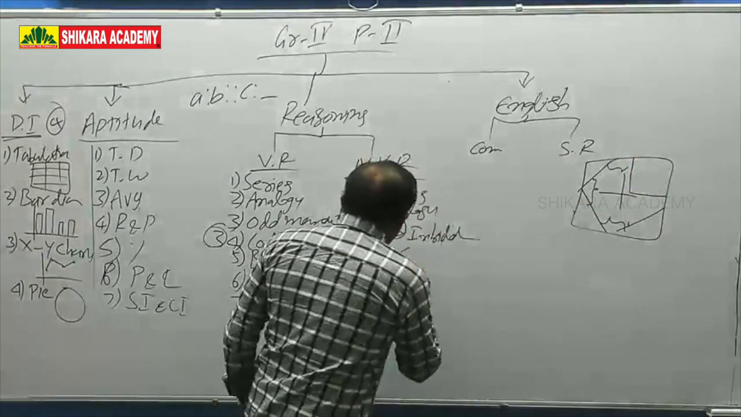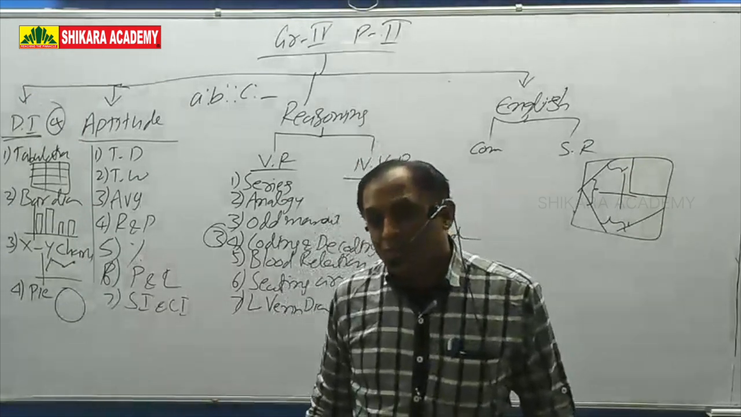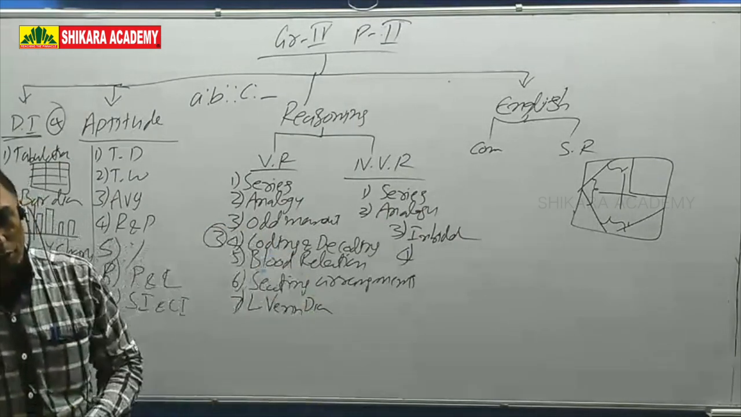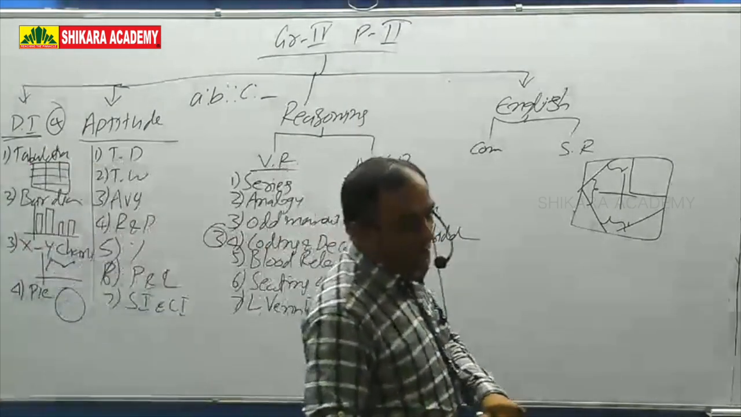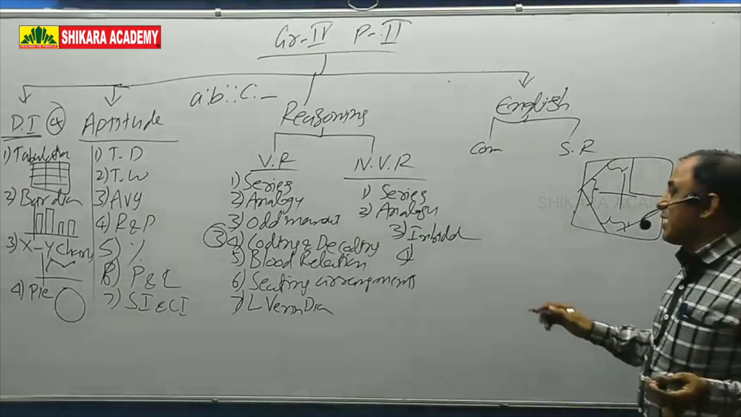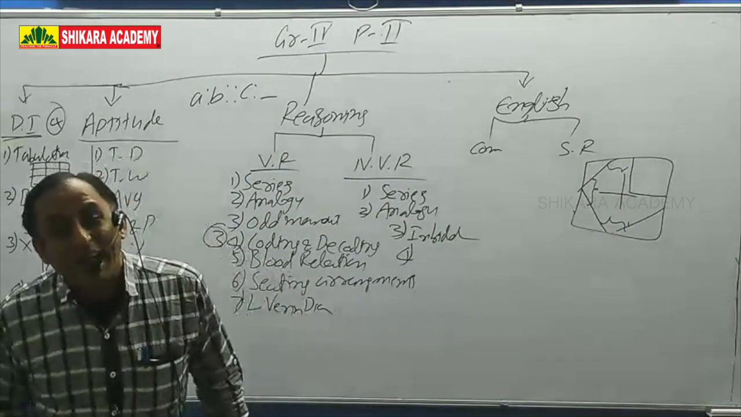Then the fourth one is find the number of triangles, find the number of straight lines. How many squares are there in the following diagram, how many triangles are there in the following diagram, how many straight lines are there in the following diagram. You should find the number of triangles or straight lines or squares. That is the fourth one.